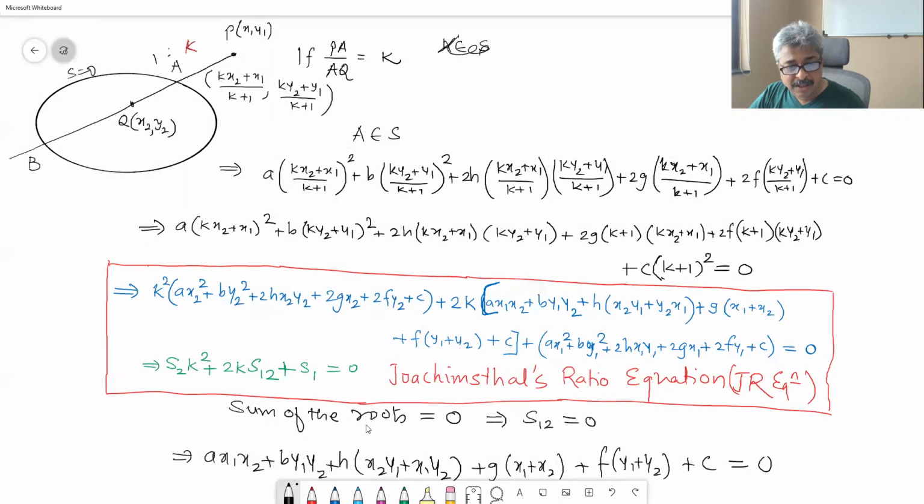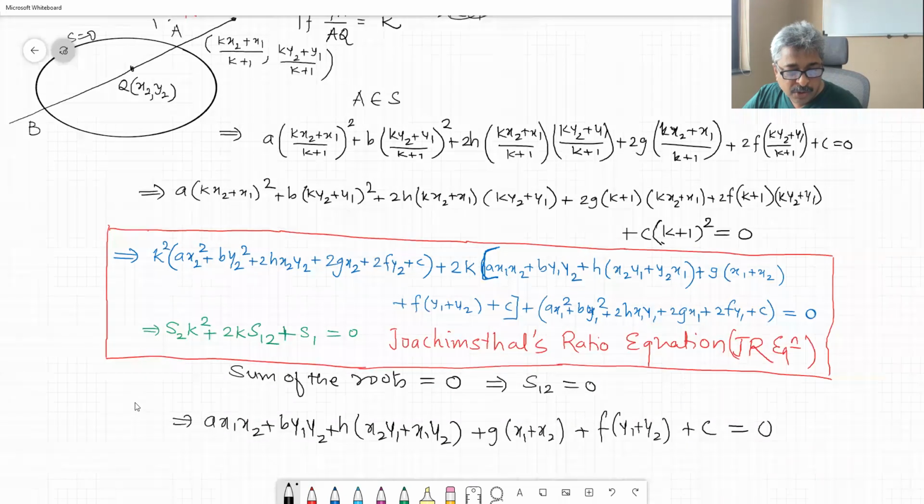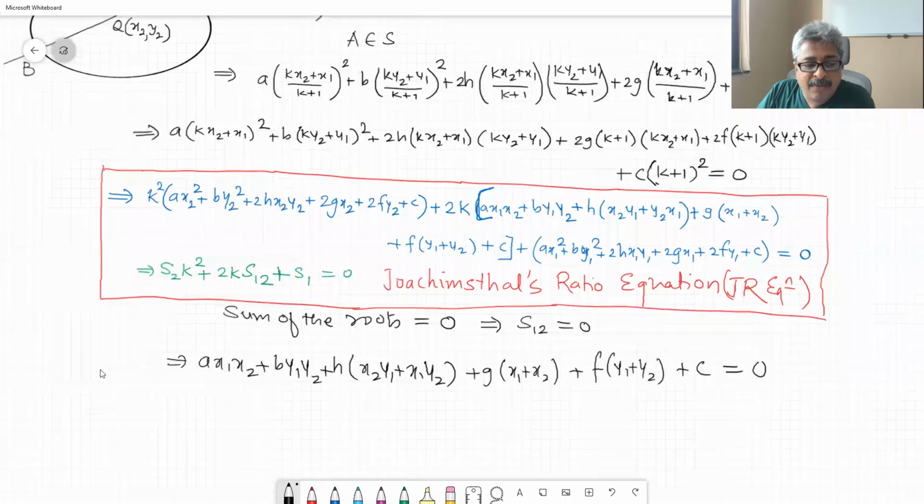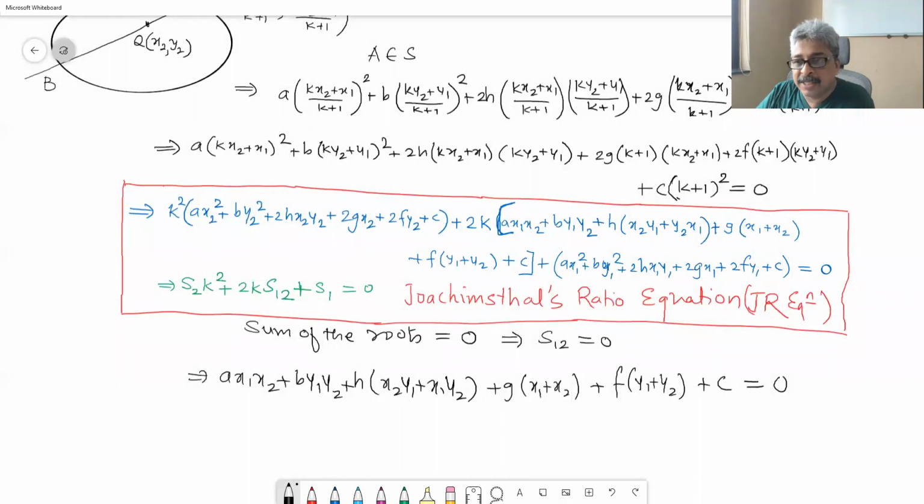When K1 equals opposite of K2, that is the position of Q on the line. It is a unique harmonic conjugate position. That is why we are equating the sum of the roots equal to 0. We get this equation. And now we were searching for the locus of Q, and we assumed the coordinates of Q as x2, y2. Therefore, replacing x2 by x and y2 by y, we get the desired equation of locus.